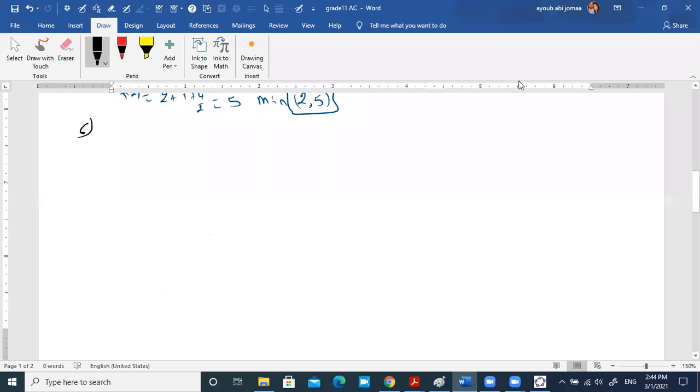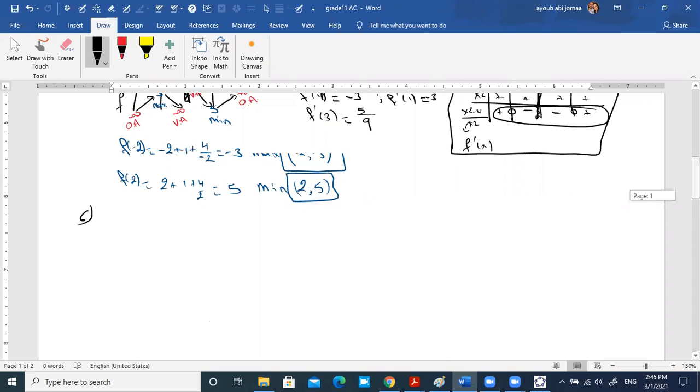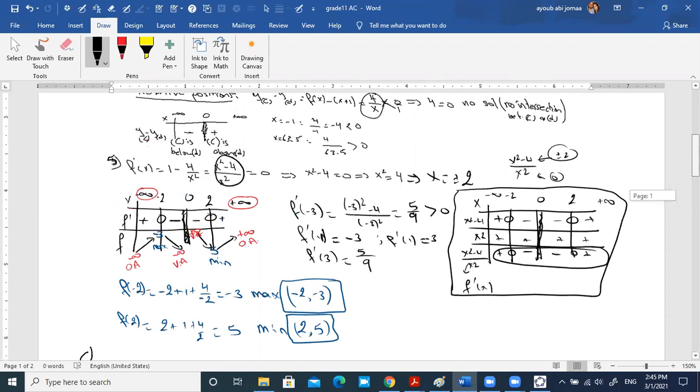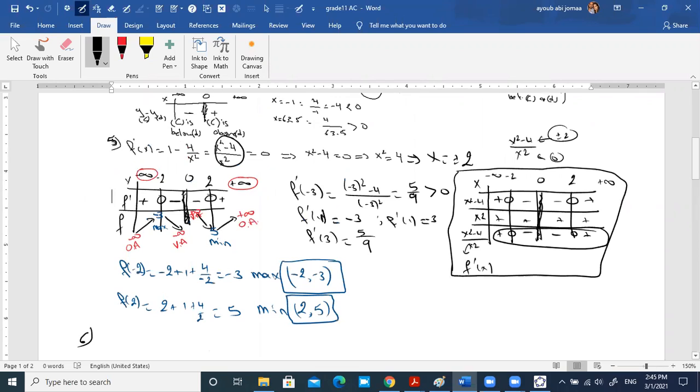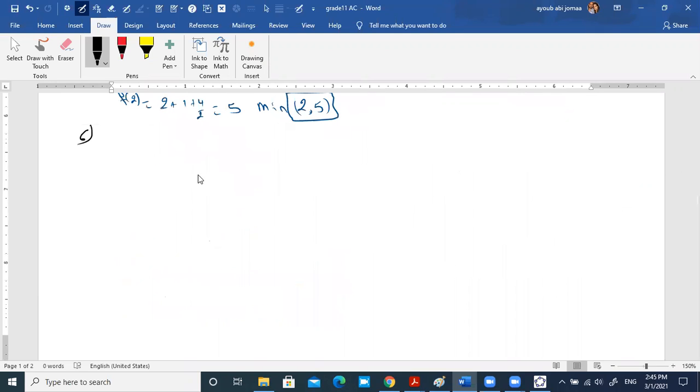In order to study the concavity of the function, you have to find the second derivative, f double prime of x. So you have to find the derivative of f prime of x, which is 1 minus 4 over x squared, which is 1 minus 4 x to the power negative 2. Put x to the power 2 in the denominator. Now find the derivative of this.